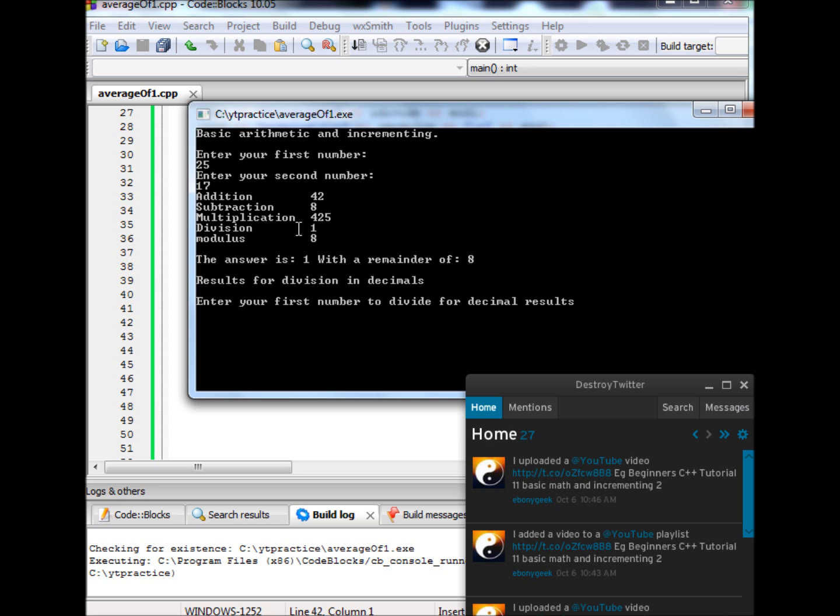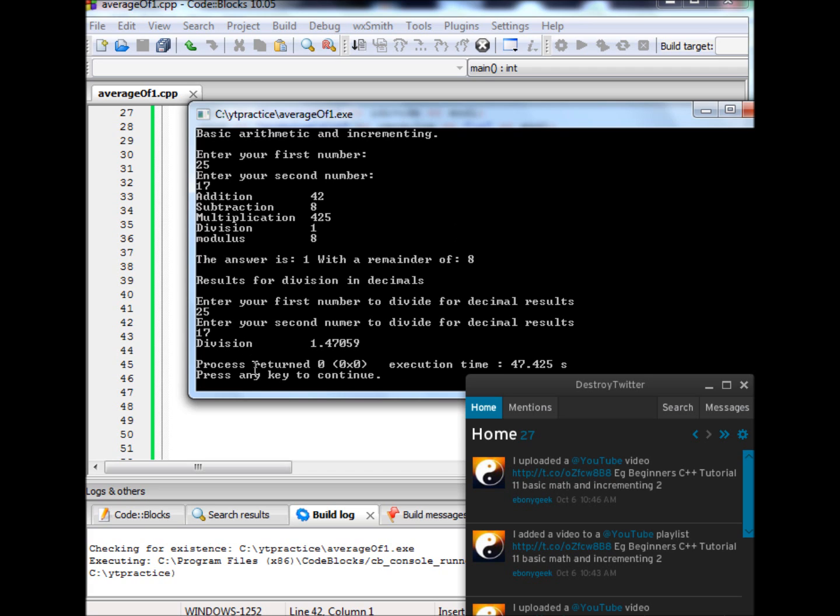Okay, and it's saying that it's 42 for the addition, and it's 8 for the subtraction. It's 425 for the multiplication. It's 1 for the division, and it has 8 remainders. And so let's try it down below. Let's see how that looks. 1.47059. Okay, and so that makes a pretty useful piece of coding.